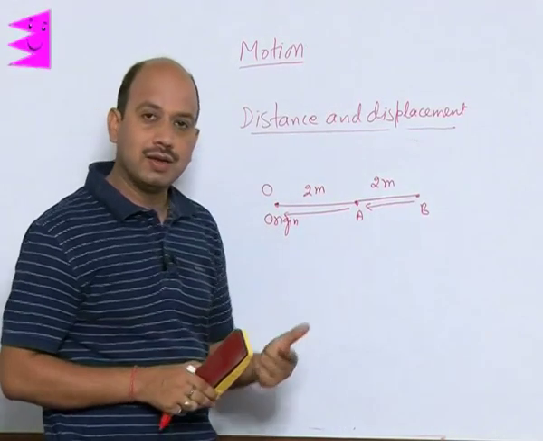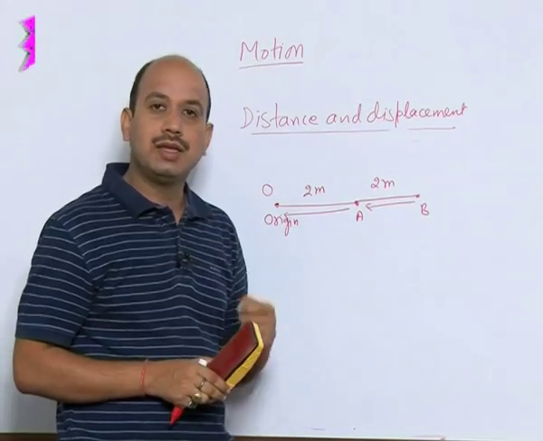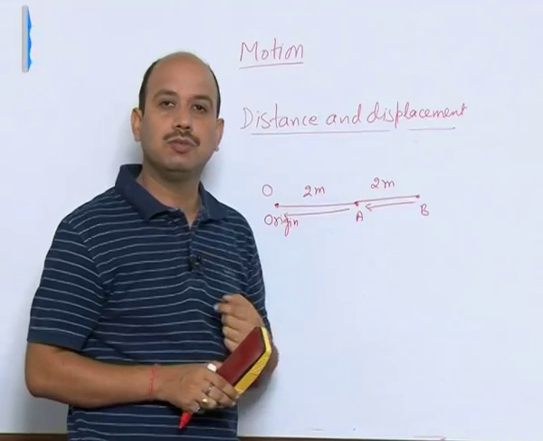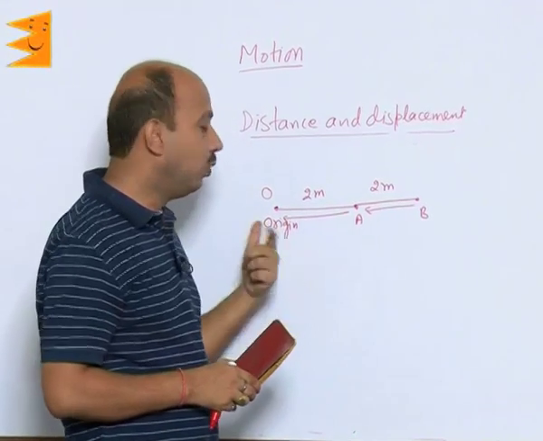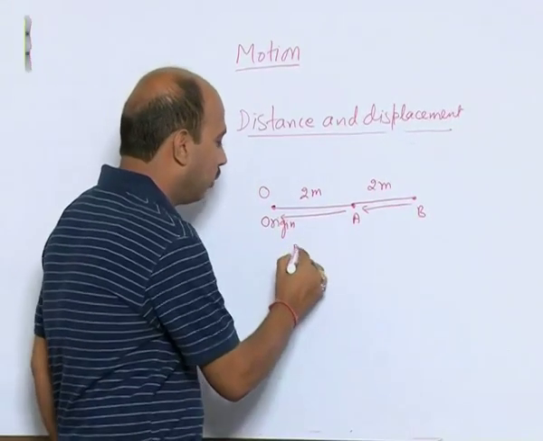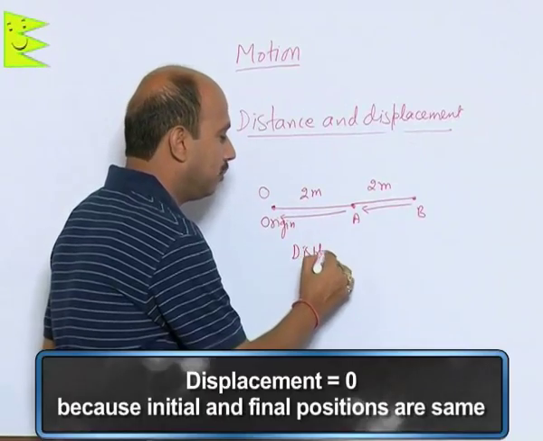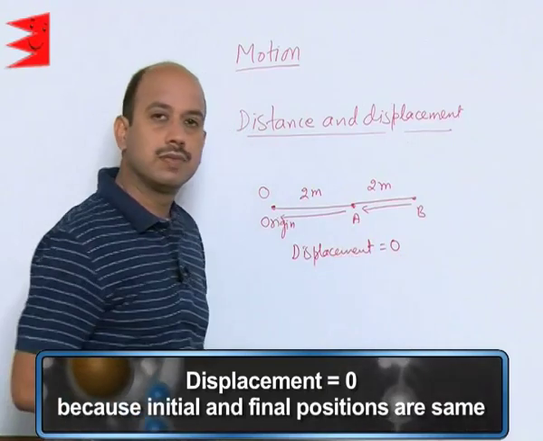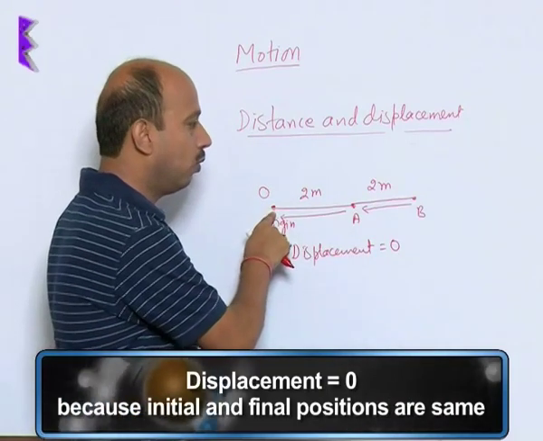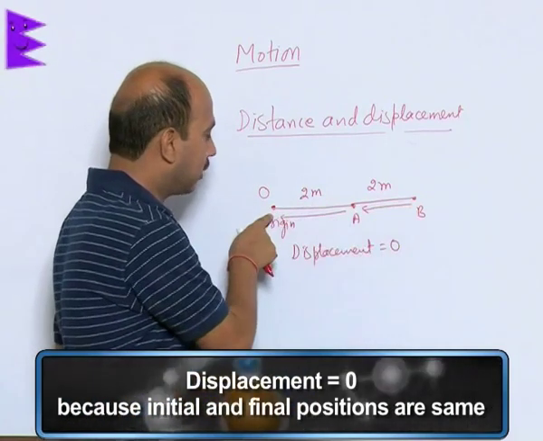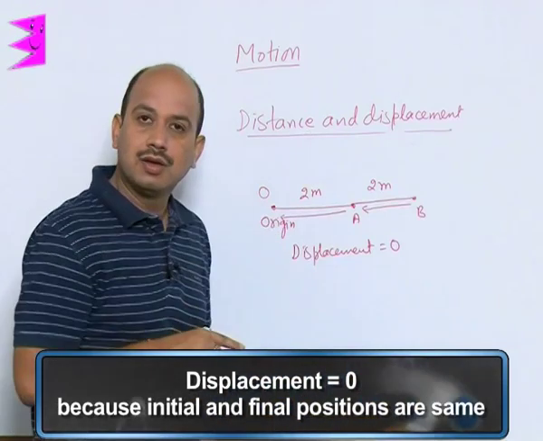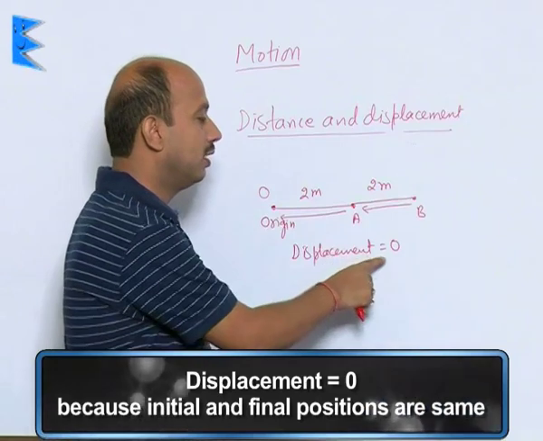If you find the shortest distance between initial and final position, here the initial and final position are both the same thing, and that is on origin. So, in this case we can write displacement is equal to 0, because the object started from O, went to B and came back to the point O. So, initial and final positions are coinciding, so we can say displacement is 0.